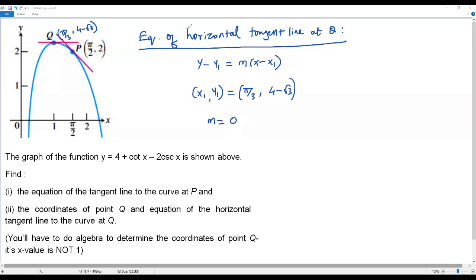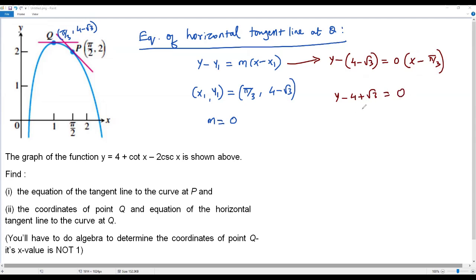Now we just have to substitute these values in this equation. For y1 we plug in the y coordinate, that is 4 minus square root of 3. The value of m, the slope of the horizontal tangent line, is 0, times x minus x1, which is pi over 3. Distributing the negative sign, I'm getting y minus 4 plus square root of 3. And 0 times x minus pi over 3 is still 0.